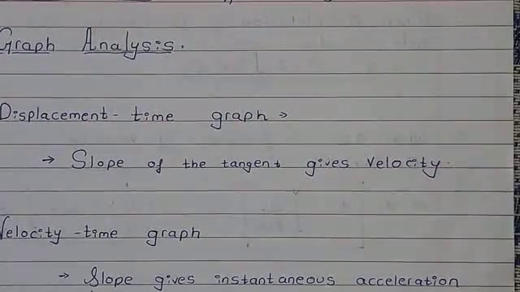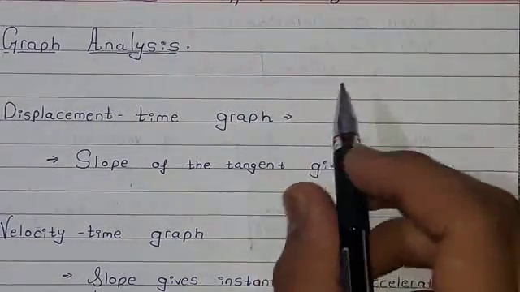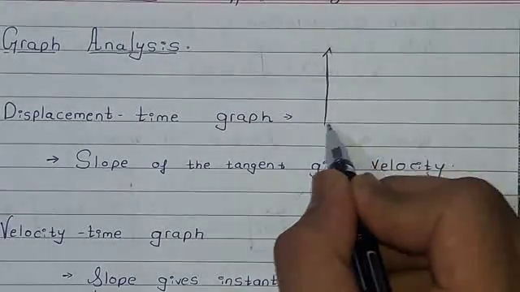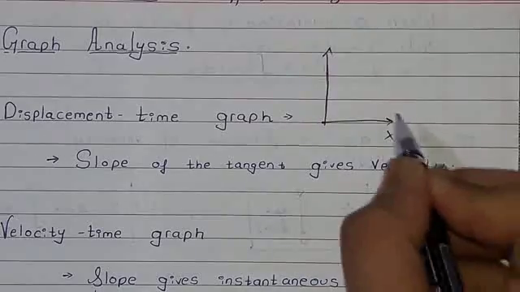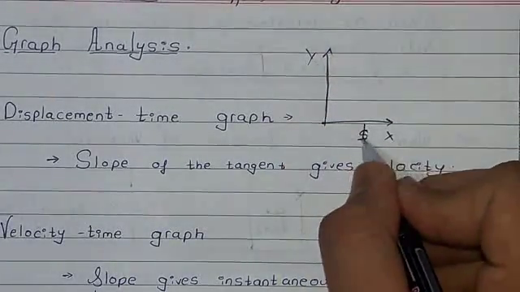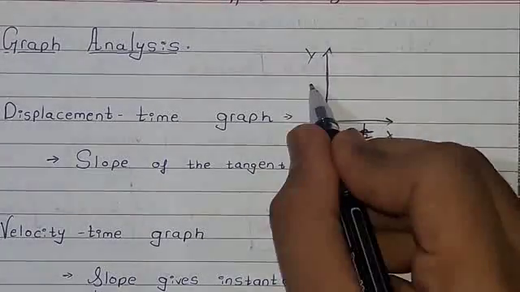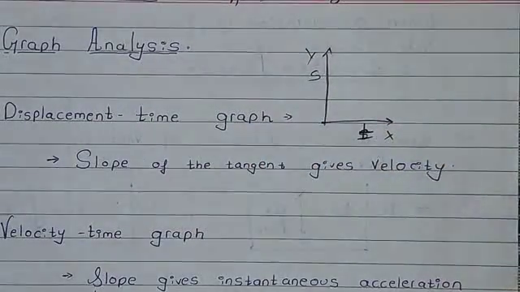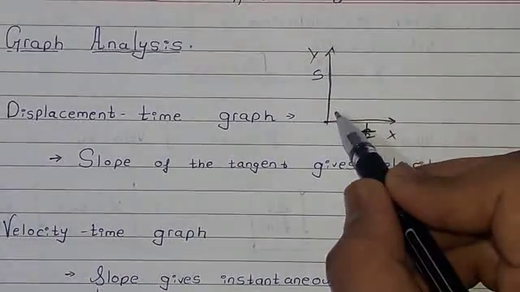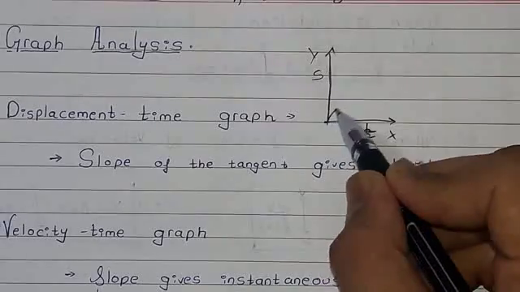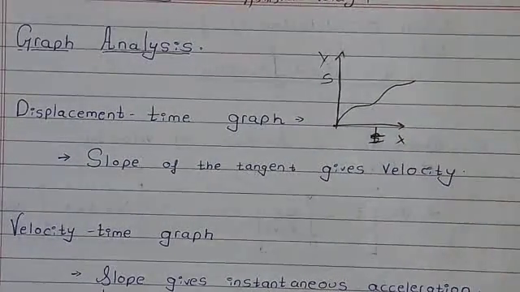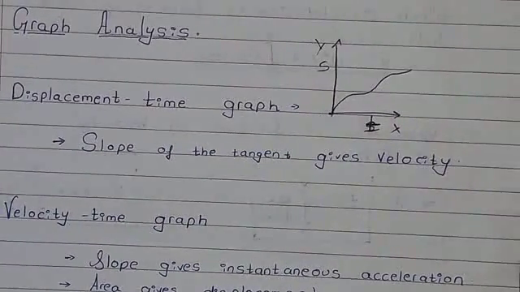Displacement time graph. Now displacement time graph, let me explain you. The displacement time graph is any graph, with the x-axis and y-axis, which gives us the variation of displacement versus time. Time is mostly on the x-axis, so I'm writing it here, and the displacement S stands for displacement, T stands for time. Now it may give anything like this, which gives the variation of displacement and time. Then the slope of the tangent gives us the velocity.